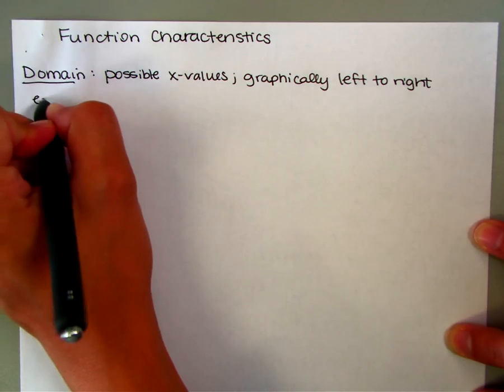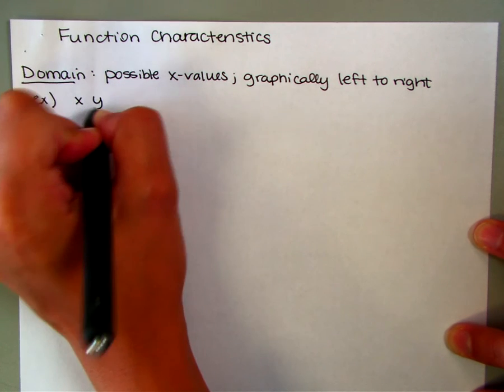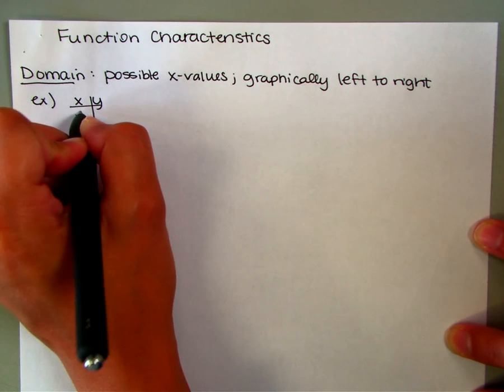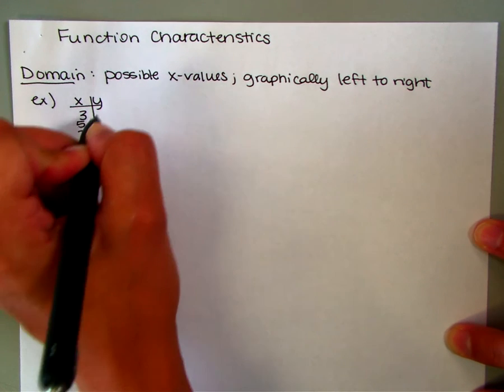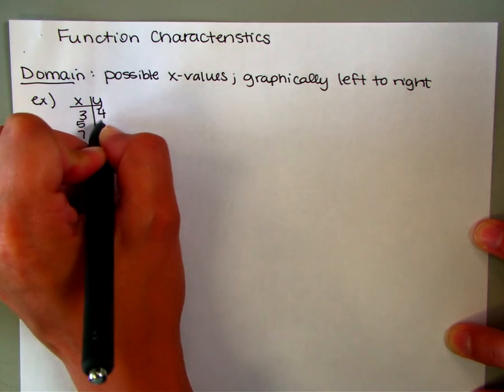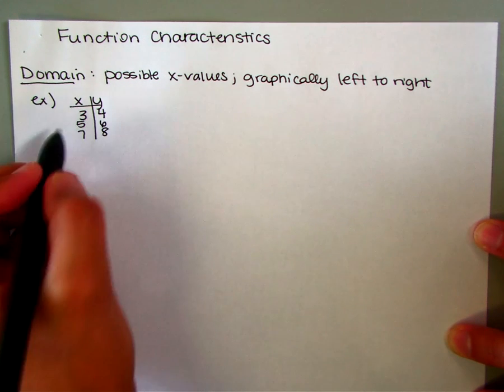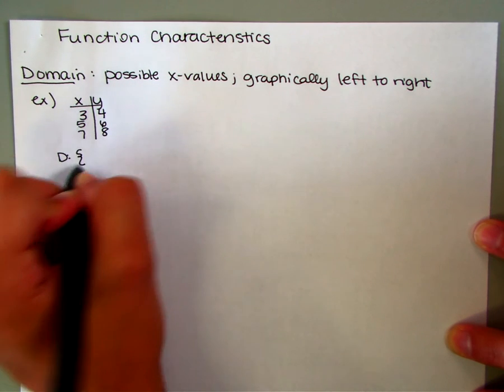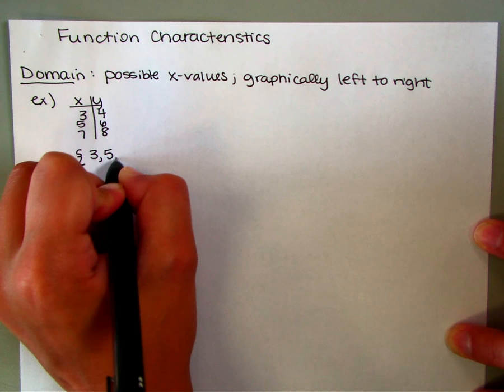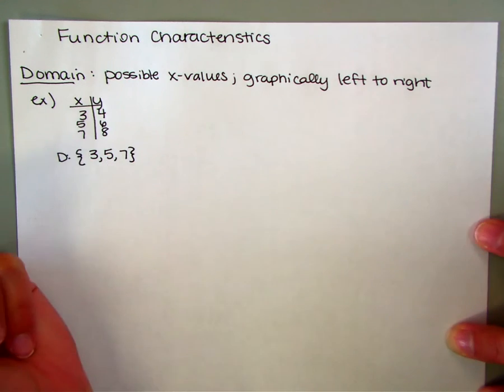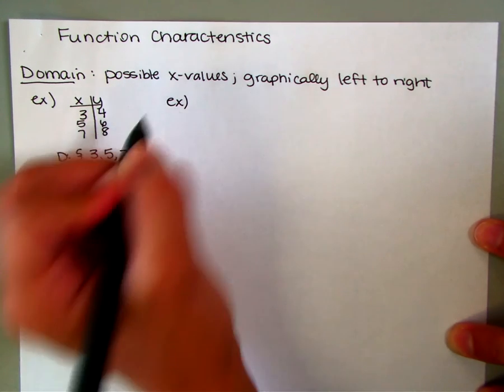And so just a couple of examples, if you are given a function in a table, let's say the x values are 3, 5, 7, and y was 4, 6, and 8. So you have a set of points, 3, 4. Your domain is the set 3, 5, 7.